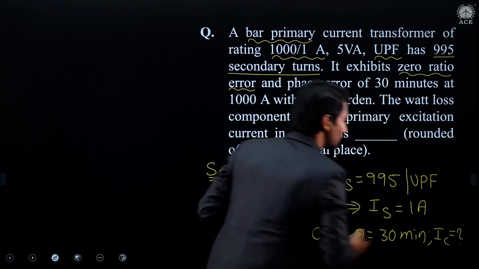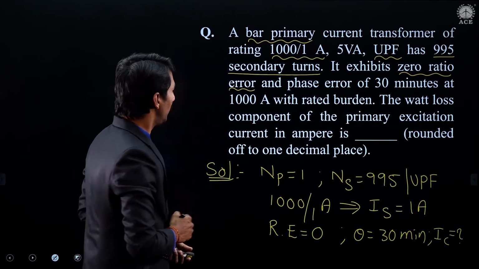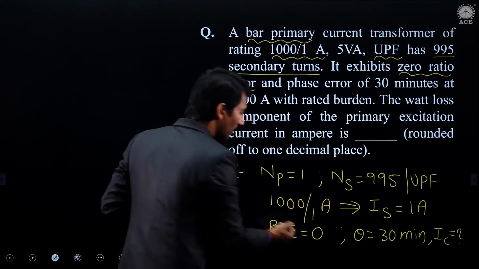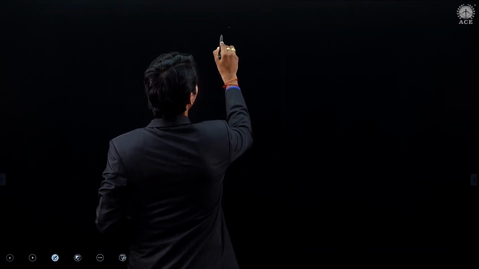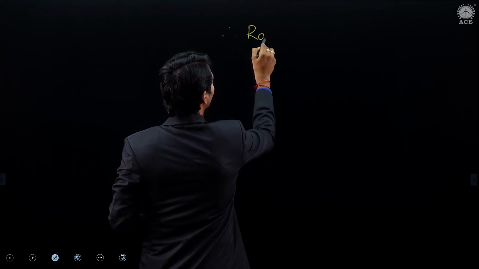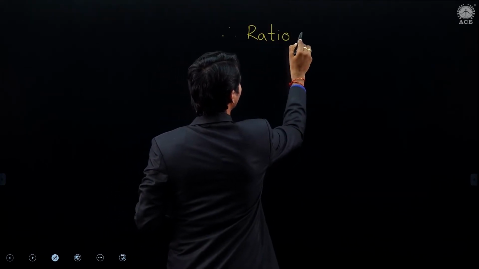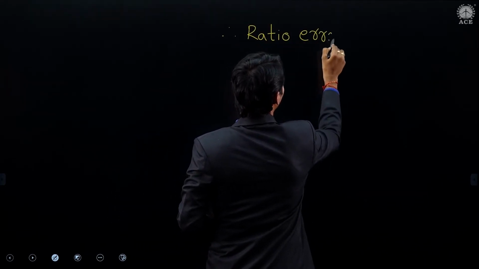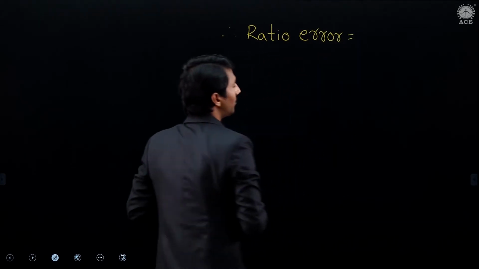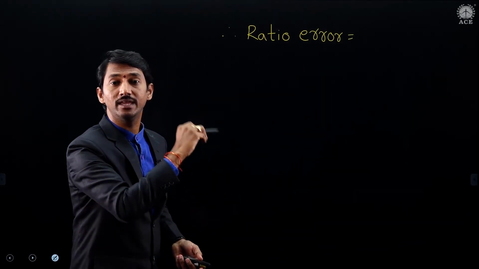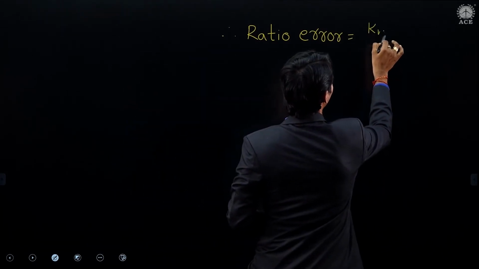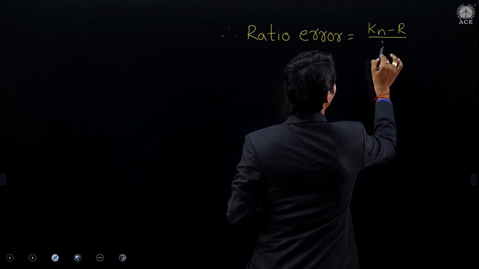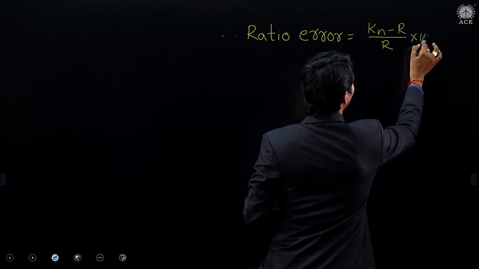IC is dash. Now, here the ratio error is 0. I am utilizing that formula first. Here, the ratio error is... what is the formula of ratio error? Kn minus R by R into 100, the percentage ratio error.